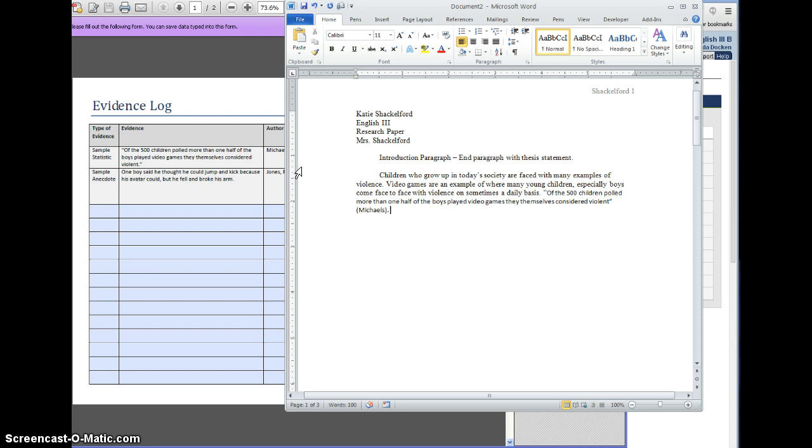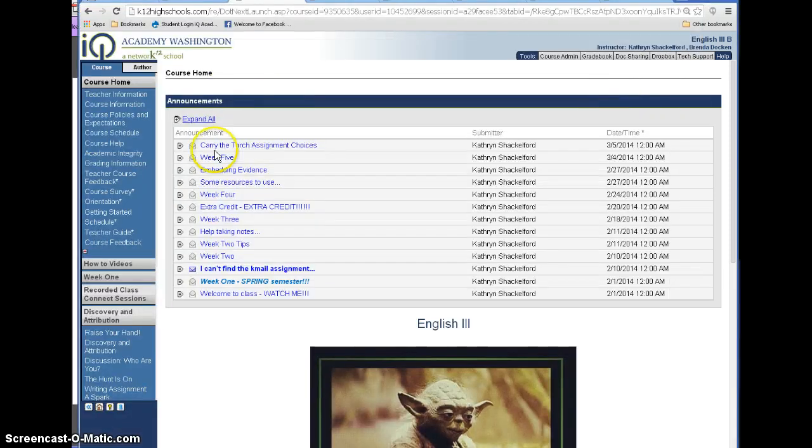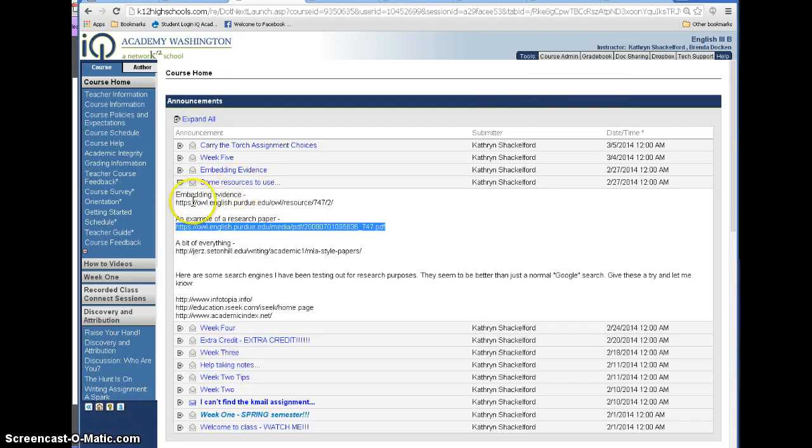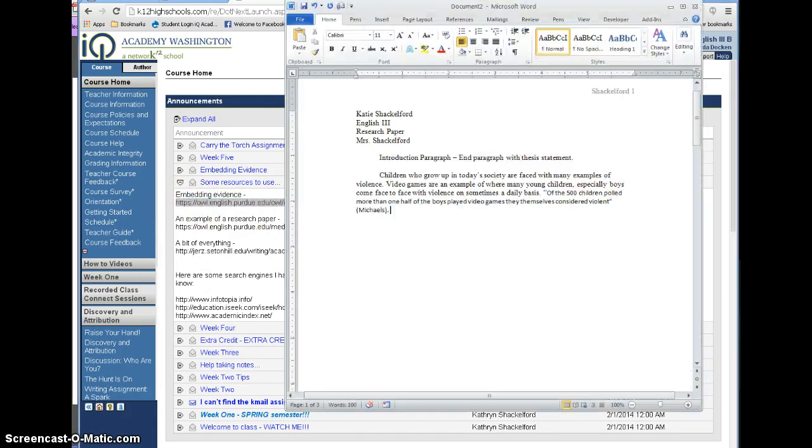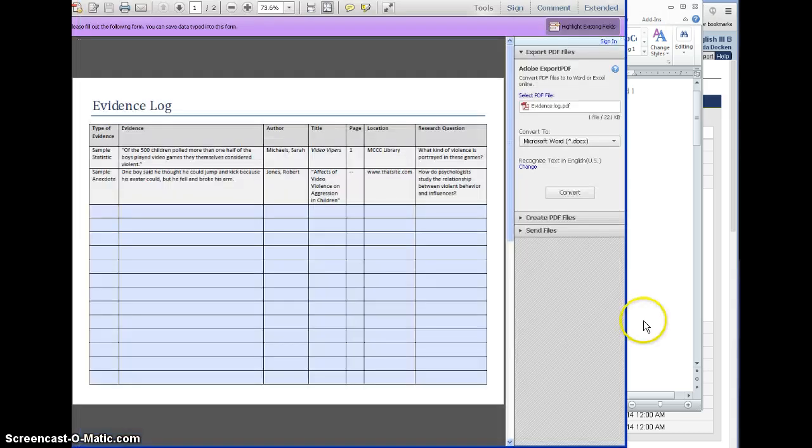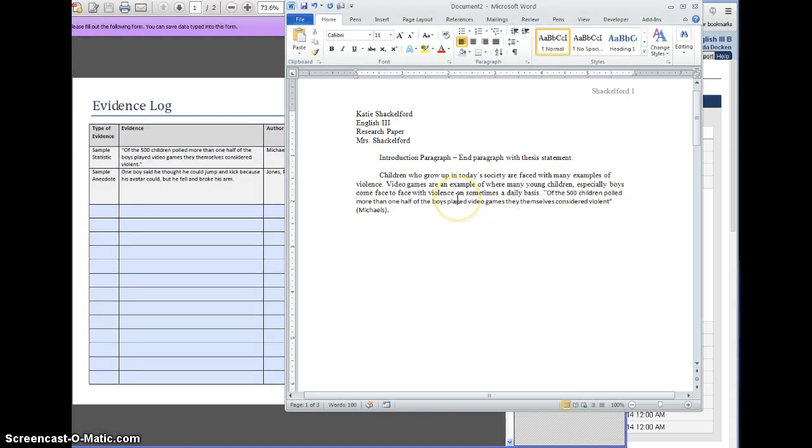And I posted it on the announcement, on this announcement, some resources to use. This one right here is going to show you the different ways of citing it. So if you have kind of a different scenario that you're like, mine's not easy, just let me know. Or just look at that resource and it should spell it out for you.